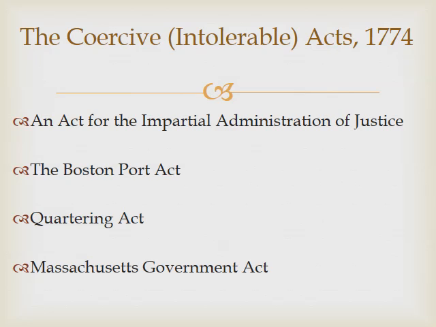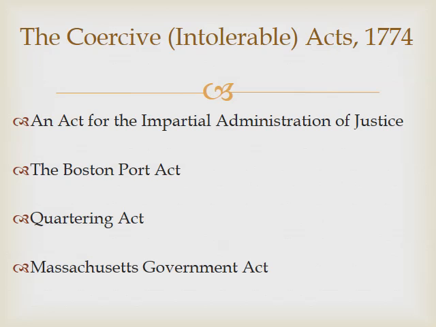The Quartering Act allowed British troops to be housed in unoccupied buildings within the colonies. Now, this does not mean housed in colonist personal homes, but if they had a barn, or another outbuilding of some kind, British officers and soldiers could be housed there. Then the Massachusetts Government Act brought the Massachusetts government under control of the British rather than their general court.